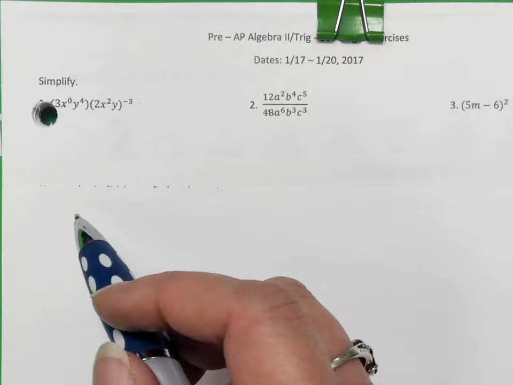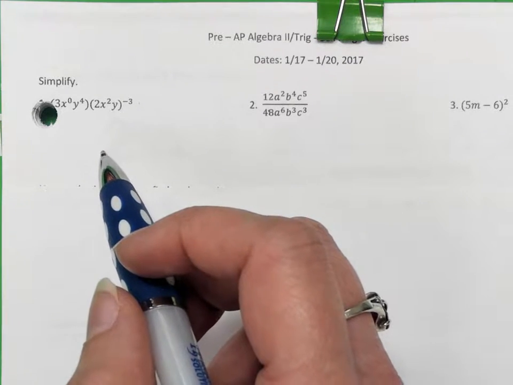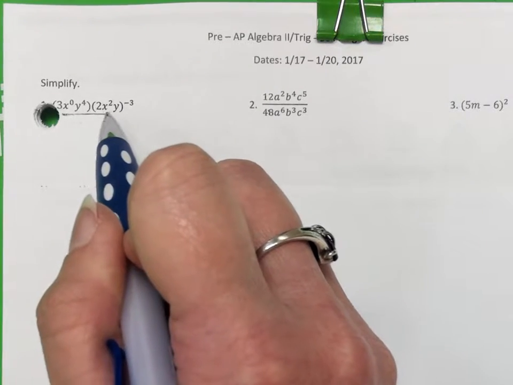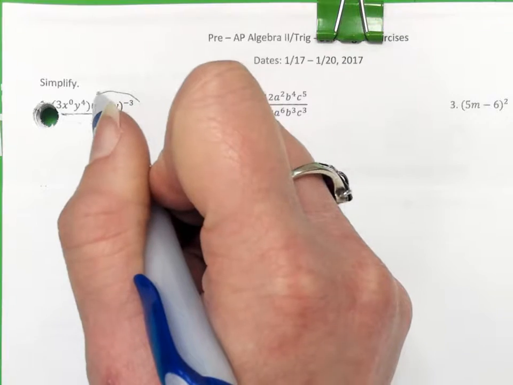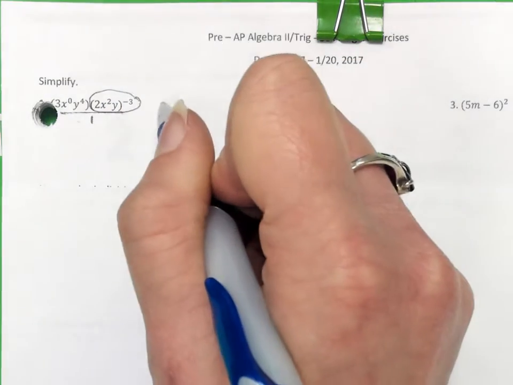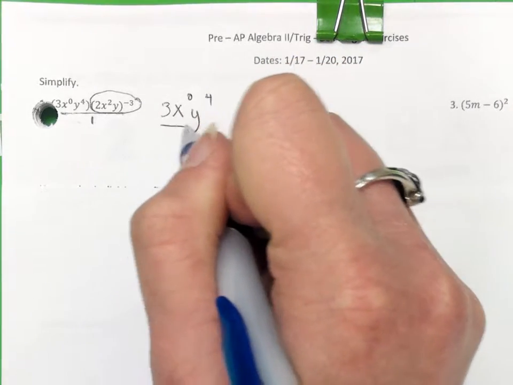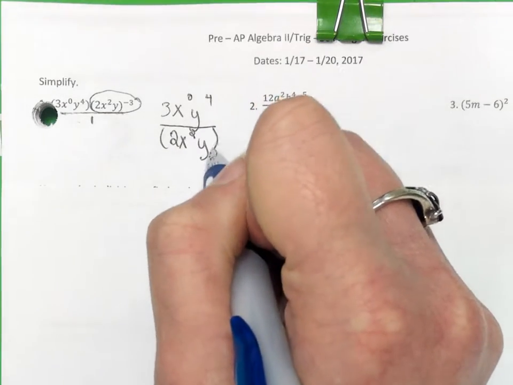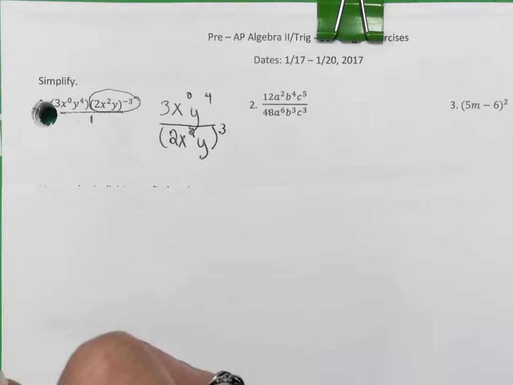Do what, Emily? How can I get rid of the negative exponent? Okay, so all of this is over what number? 1, right? So all that has the exponent of negative 3 can come to the bottom of the fraction. So it'll be 3x to the 0, y to the 4, and then it'll be 2x to the second, y, and now it's to the positive 3 exponent. Alright, now what can you do?